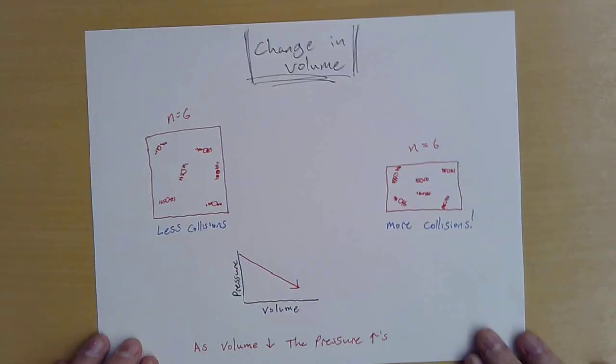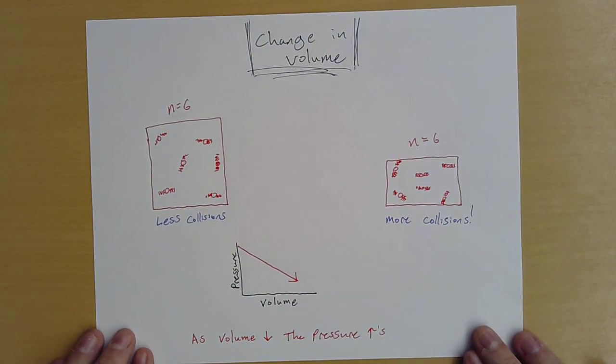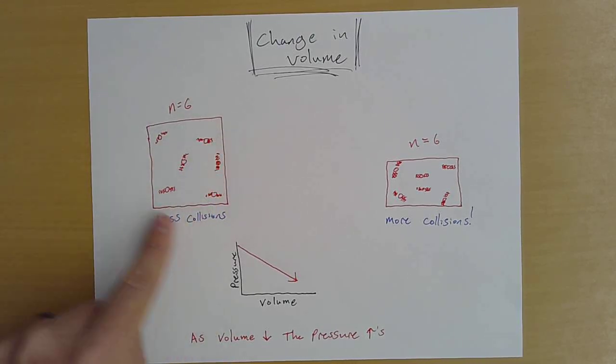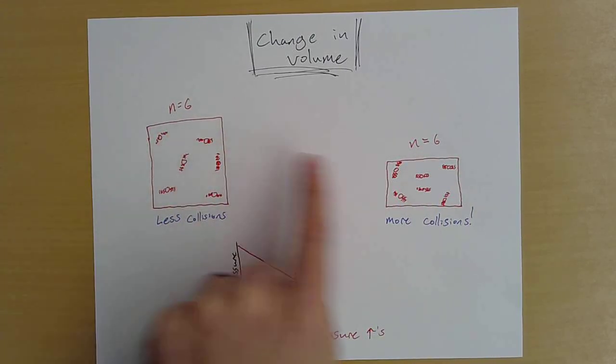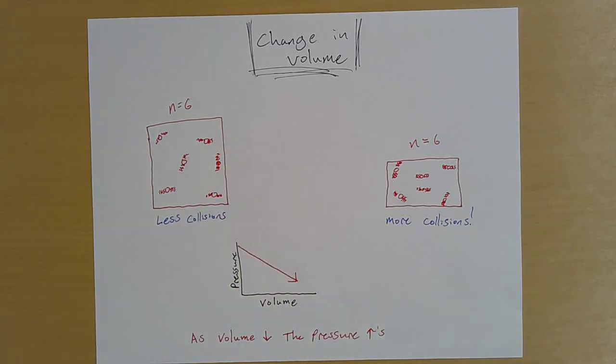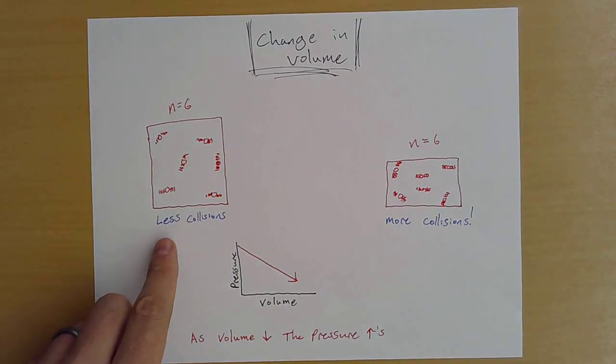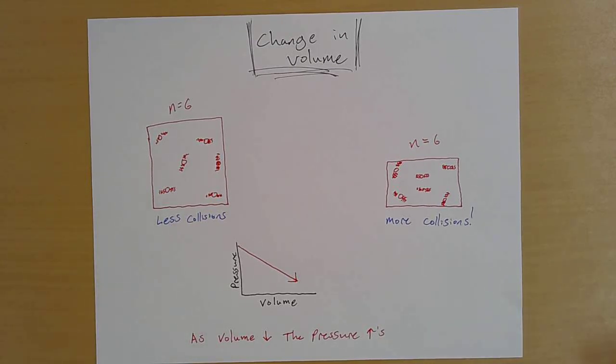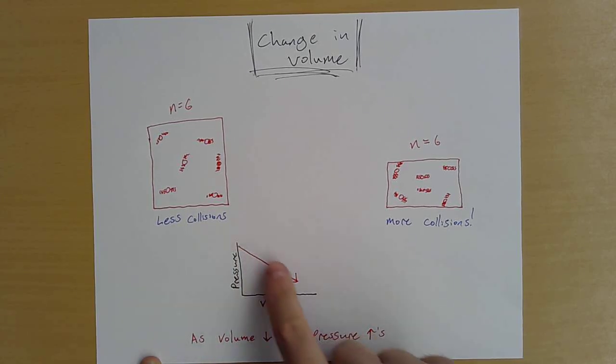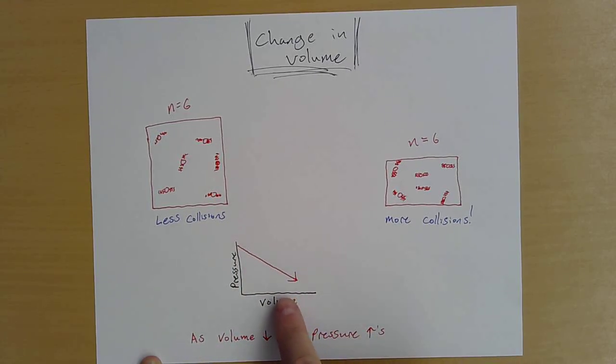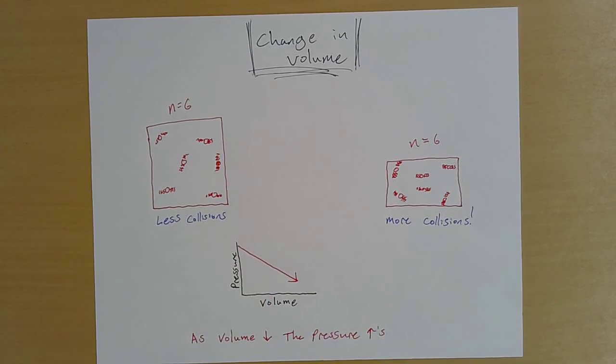So what if I make the container smaller and I keep the amount the same? As I change the volume, from this larger volume to a smaller volume container, but I keep the number of particles the same, is there going to be more or less collisions? In the bigger container, there's less collisions. There's more space for them to roam. In this one, there's more collisions because they're smaller. They're going to bump off the sides of those walls more. So as volume gets bigger, pressure decreases. As volume decreases, pressure gets bigger. In this case, this is an inverse relationship. As I raise one, the other drops.